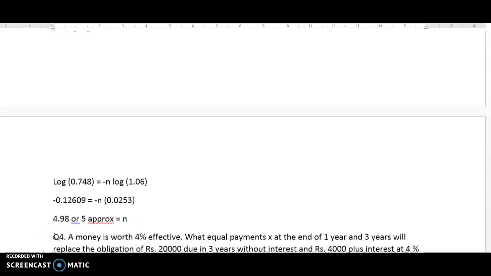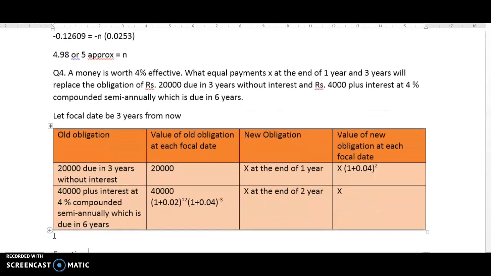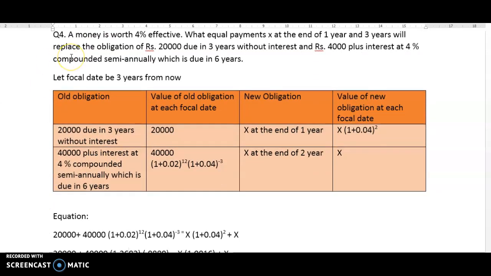Okay. The last important question which I am going to discuss here is question number 4. In this case, money is worth 4% effective. What equal payments X at the end of 1 year and 3 years will replace the obligation of 20,000 due in 3 years without interest and rupees 4,000 plus interest at the rate of 4% compounded semi-annually, which is due in 6 years. Okay, so what is happening in this case?